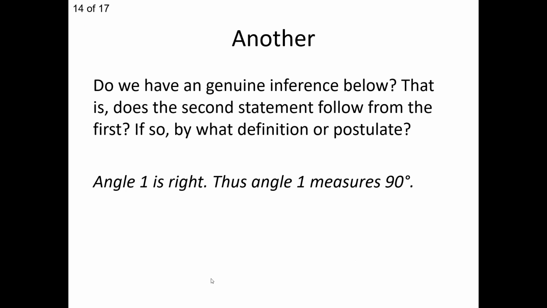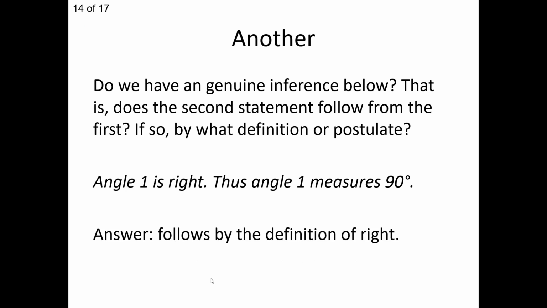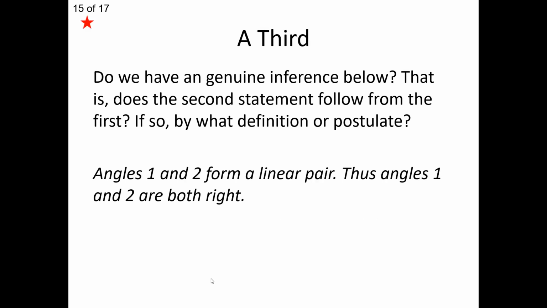Let's think about that. If I give you an angle that's right, does it make sense for me to infer that it measures 90 degrees? Well, of course it does. It follows. Why? By the definition of a right angle. The right angle definition says that if you have a right angle, it measures 90 degrees. So it is a true inference. It is genuine. I'm able to support it. But once again, what you're seeing is a preloaded inference. I give you the statement and I've already made an inference. In the future, I'm going to give you statements, and you're going to have to make the inferences on your own.